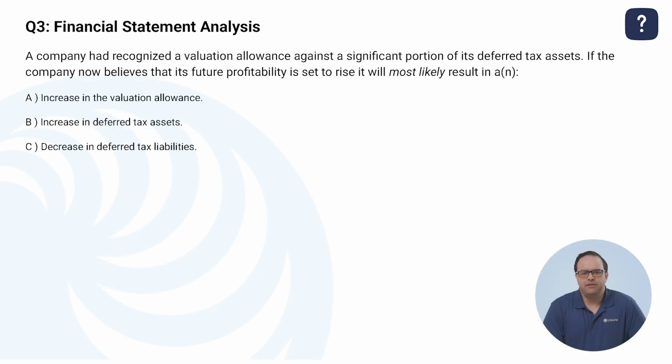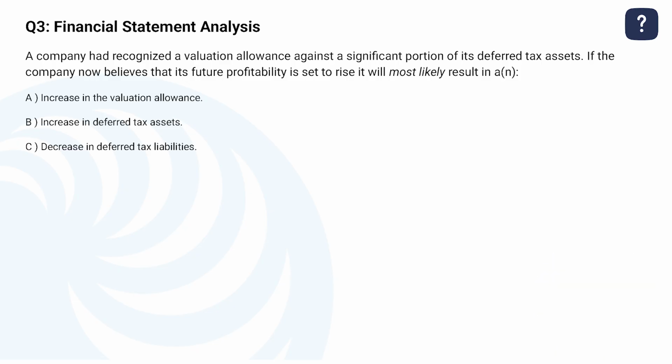Now we look at a company that's recognized a valuation allowance against a meaningful part of its deferred tax assets. If the company believes that its future profitability is likely to rise, well, in this case, it's reasonably likely that it will be able to utilize a greater portion of its deferred tax asset. If concerns about profitability were driving the valuation allowance to begin with, if that reverses, this would likely increase the value of the deferred tax asset. In this case, we're looking at the value of the DTA, not any deferred tax liabilities.